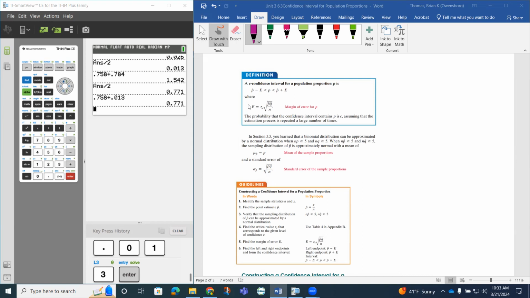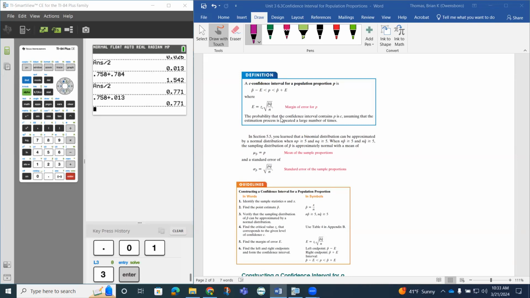So we're going to use this formula here to actually create our margin of error. We're going to have this critical value Z, and then we're going to take the square root of, and notice how we have p hat, which is the sample proportion of successes, times q hat, which is the sample proportion of failures, and we're going to divide that by the sample size.